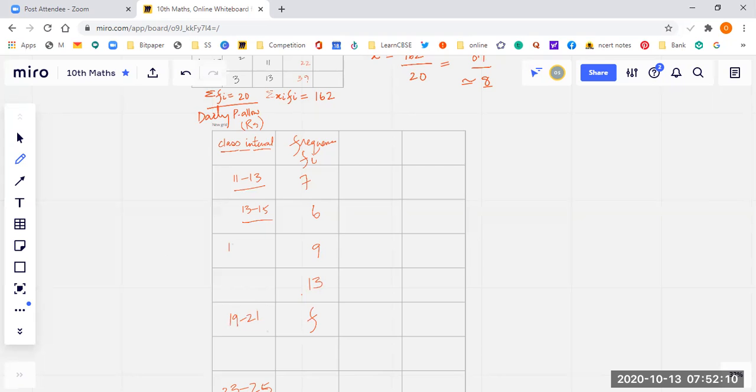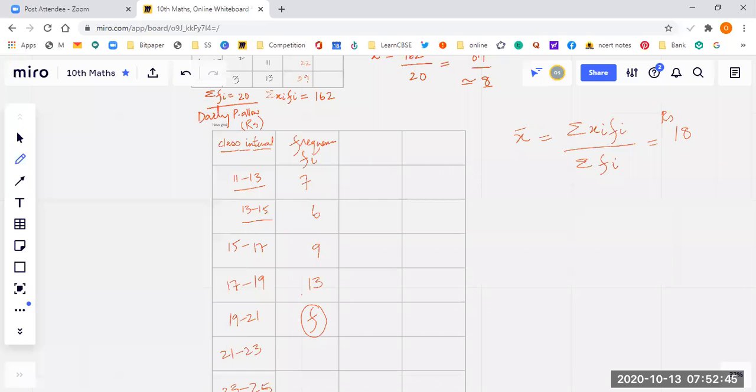So this will be 15 to 17, this will be 17 to 19, it will be 21 to 23. Now 19 to 21 rupees, we don't know how many students it is given to. This we have to find out. We have to find out the frequency, not the mean. The mean, which is given by the formula summation xi fi divided by summation fi, is given as 18 rupees.